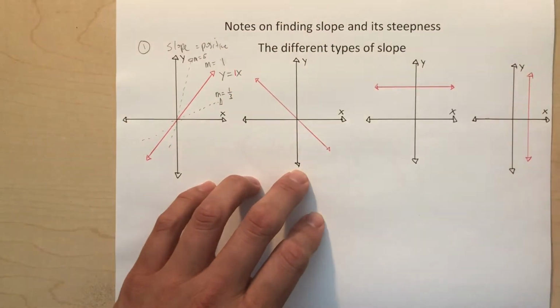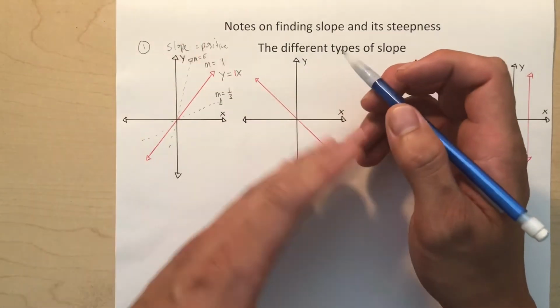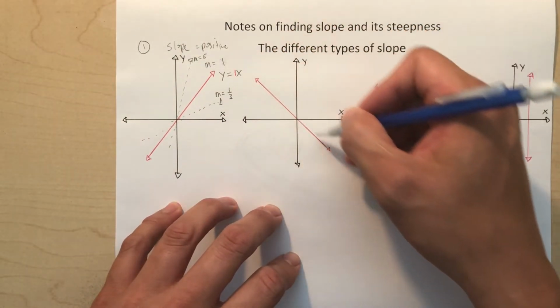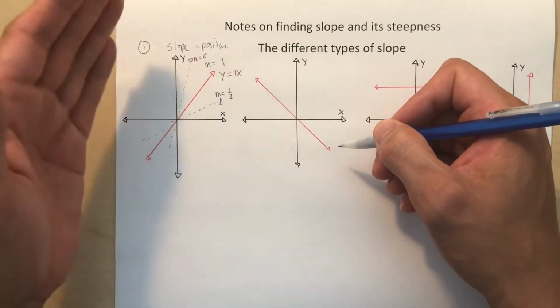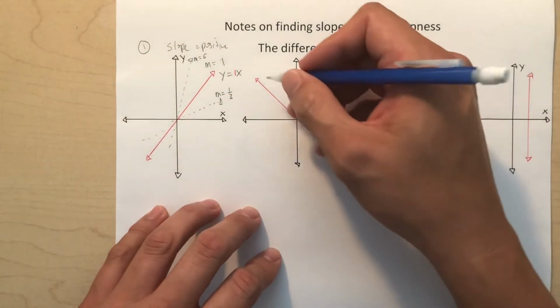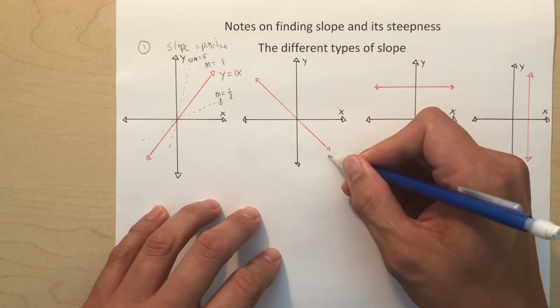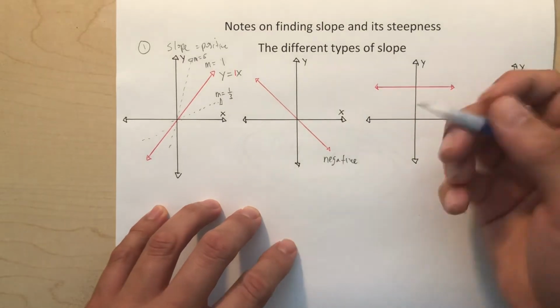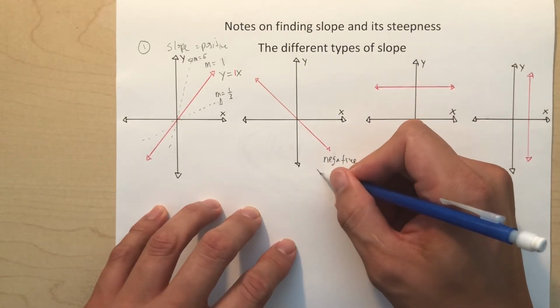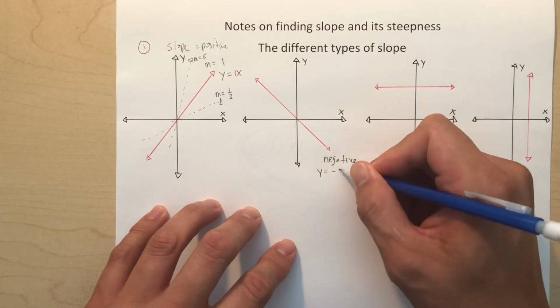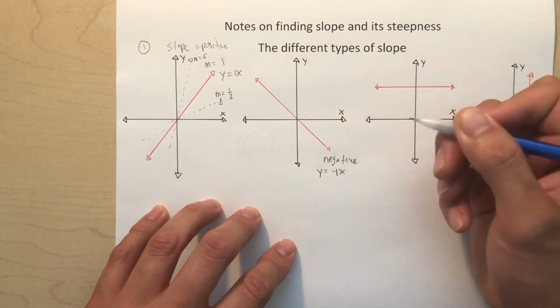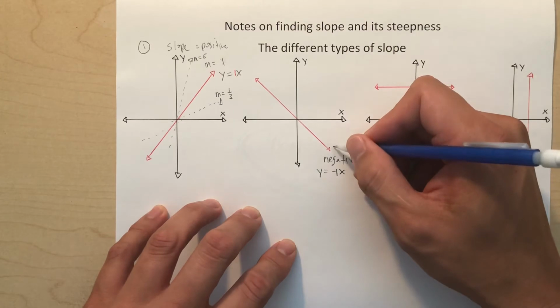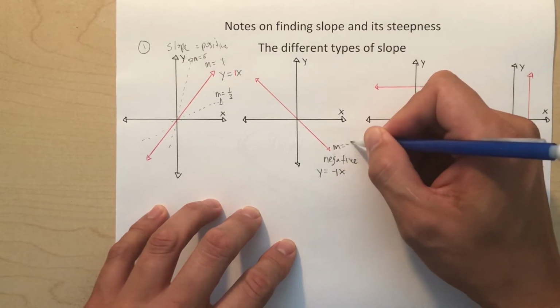Let's look at this graph here. From the left to the right, it looks like it's going down. Again, you always want to look at the left side and then follow to the right side. So you know that this graph right here is a negative graph. Something like y equals negative x, or negative 1. So I'll say that for this graph, the slope is negative 1.